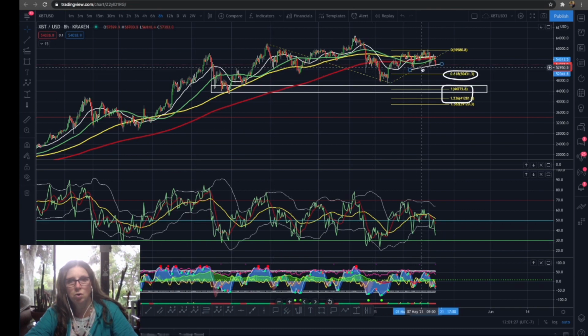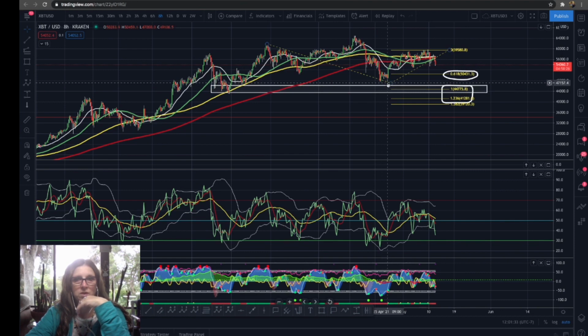So, you know what we're looking for on the bullish and the bearish side. Bullish, we don't want to break this bottom. We want to hit the 618.5 and we want to go. Bearish scenario is we break through and we come down into these areas. Let's take a look at ETH.